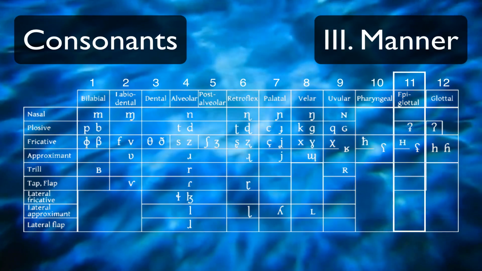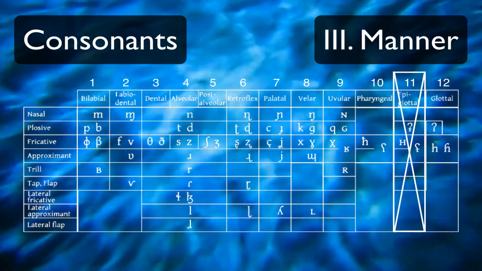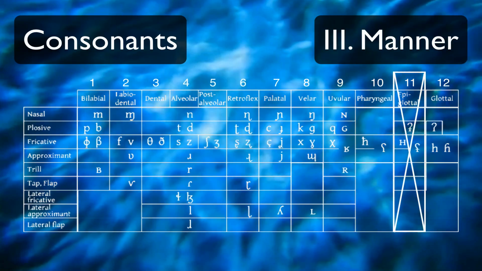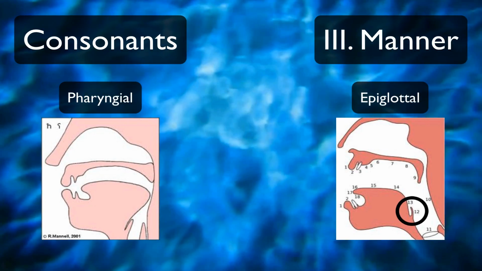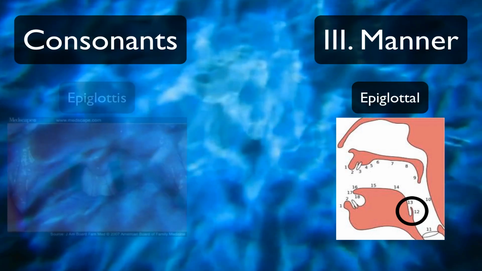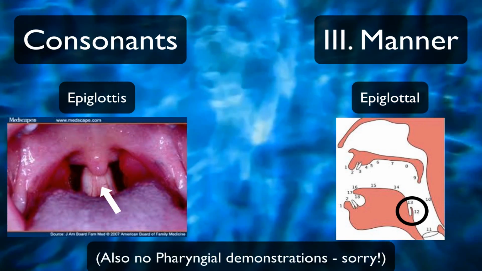Also, we skipped epiglottal, which I won't do. Almost no one uses it, and it's really hard to do. It's like pharyngeal, but even further down in the throat. You use the epiglottis, which is a piece of cartilage that prevents food from going down your windpipe. I'm not going to demonstrate because I just don't have any experience with it at all.